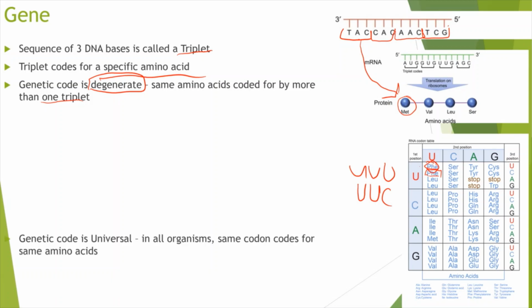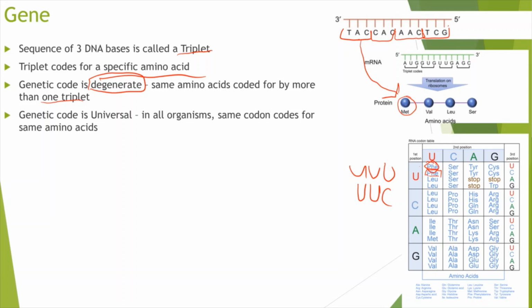And the genetic code is universal, so in all organisms, in all the different species, the same codon codes for the same amino acid. Codon is the word we use for mRNA, and when transcription occurs, the triplet is converted into a codon. We'll be looking at it in the next video. But essentially, the genetic code is universal because the same codon codes for the same amino acids in all the different organisms.